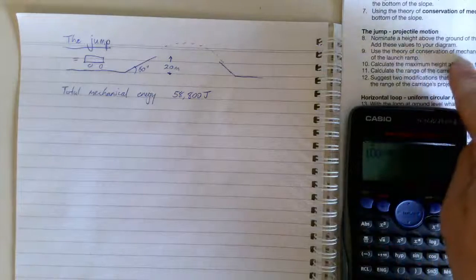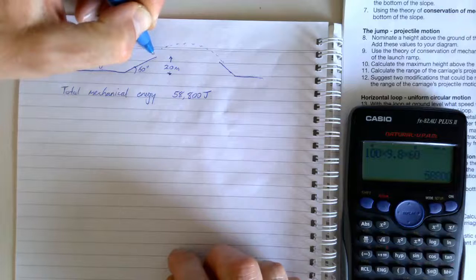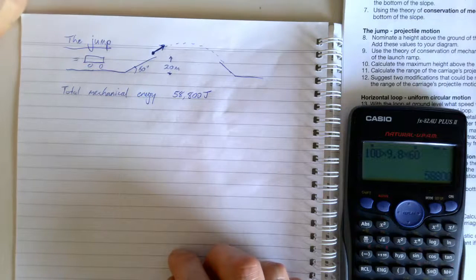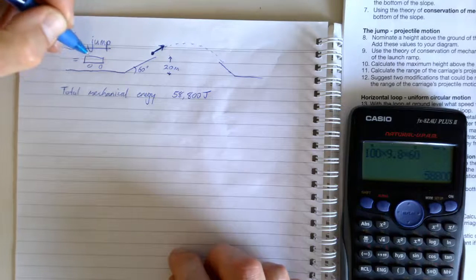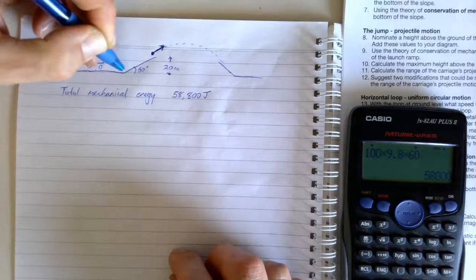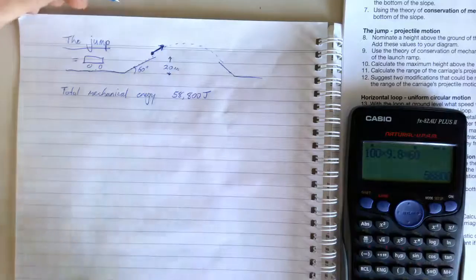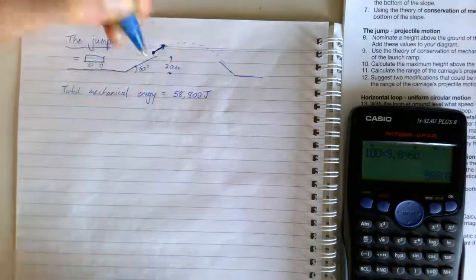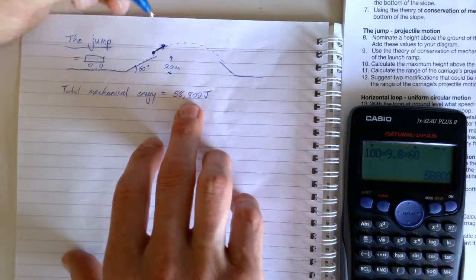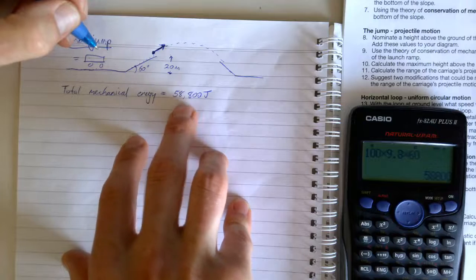Use the theory of conservation of mechanical energy to calculate the velocity of the carriage at the tip of the launch ramp. So we're trying to find out what its velocity is going to be as it comes off the tip of the ramp. We know at the bottom it was doing 34.29 metres per second, but of course as it goes up this ramp, up the hill, it's going to slow down. So let's find out what speed it'll be doing at the top. We know my total mechanical energy is 58,800 for my roller coaster. Yours will be different if your mass is different to mine, but the principle is the same.